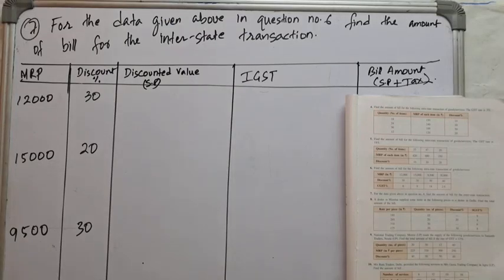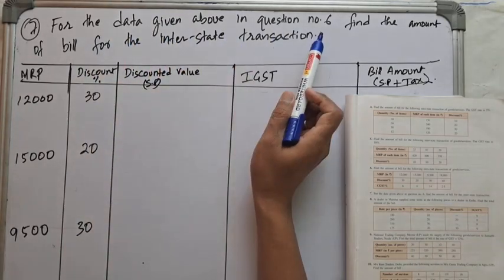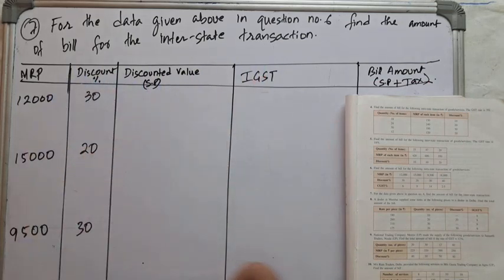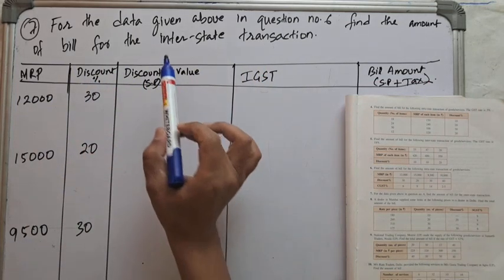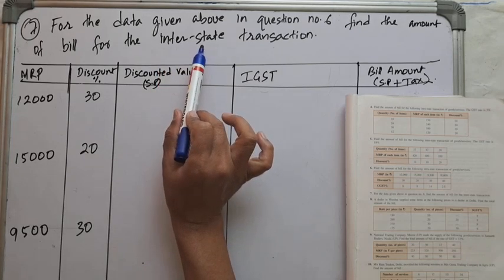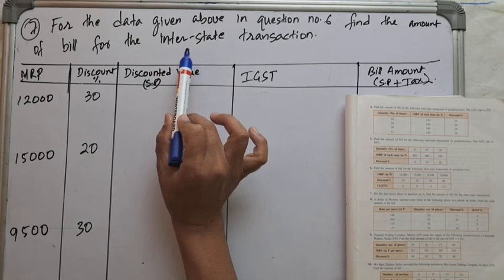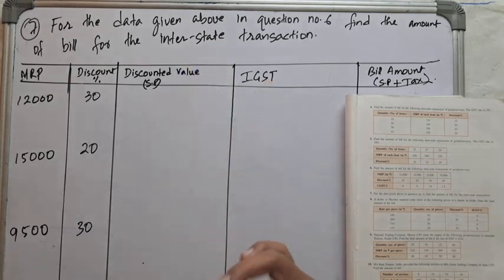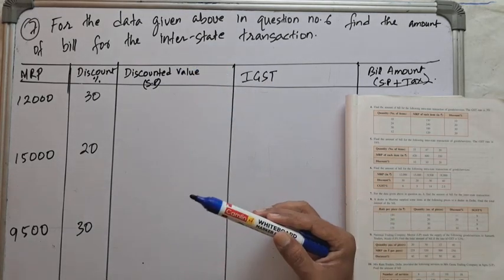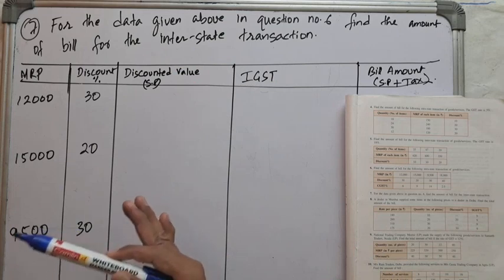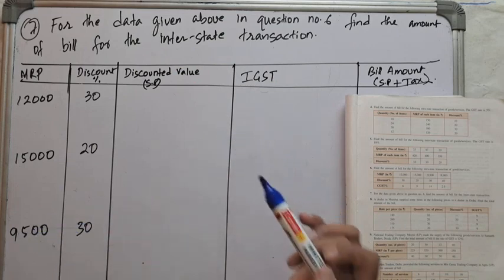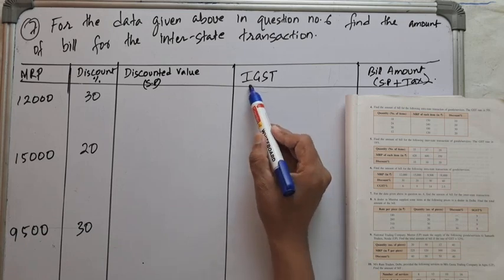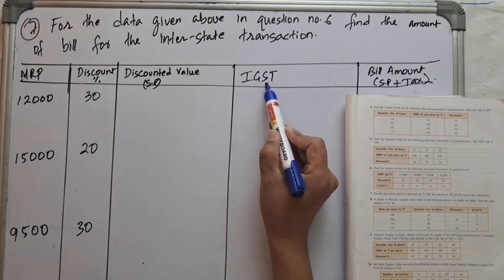Now let us do question number 7. For the data given above in question number 6, find the amount of bill for the interstate transaction. So we are going to use the data of question number 6. But the transaction here is an interstate transaction. In question number 6 we did an intra-state transaction, isn't it? But right now it is interstate transaction, which means supply is made from one state to another state. So we don't have to calculate SGST and CGST. Straight away we will calculate IGST, Integrated Goods and Services Tax.